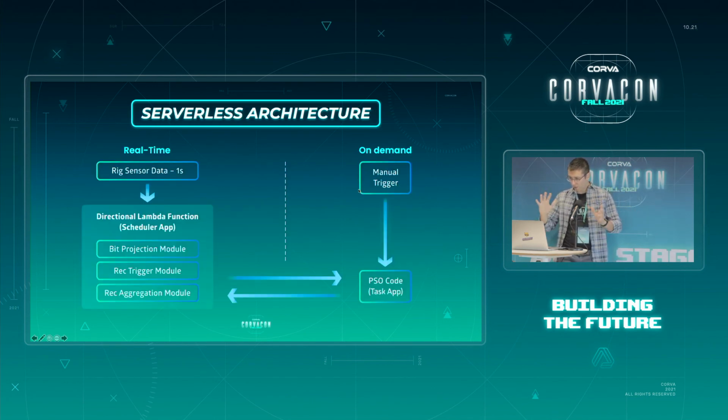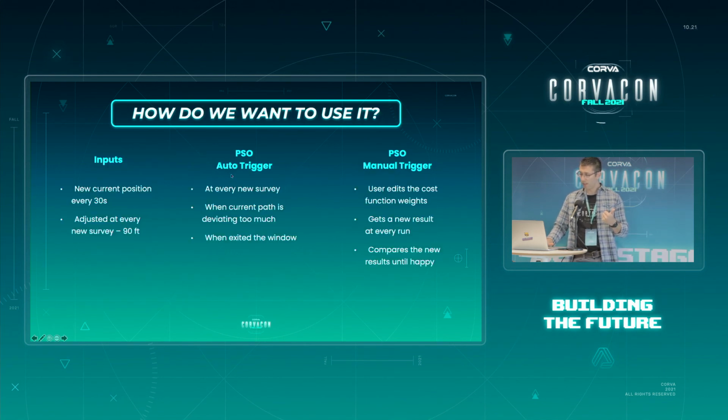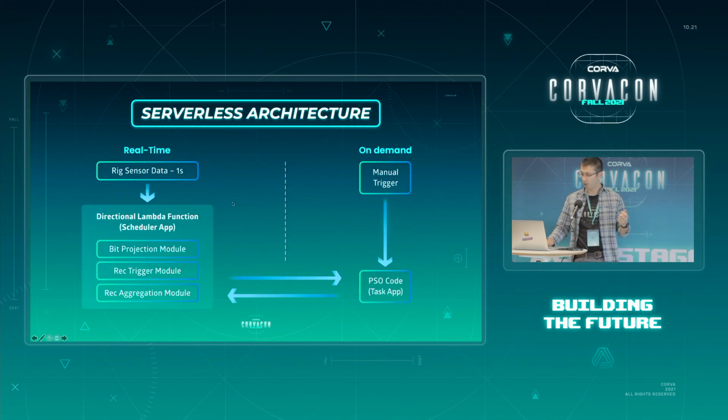If you put together a very simplified architecture, this is how the structure looks. On the left side, you have the real-time side of things. You have the rig sensor data coming every second. Then we have this directional lambda function, which runs in the cloud. It's what we call the scheduler app, and it runs every 30 seconds, as I said. When the data gets here, every 30 seconds we do a new bit projection calculation. Then we check this logic here, the automatic portion, to check if you need to run the PSO.